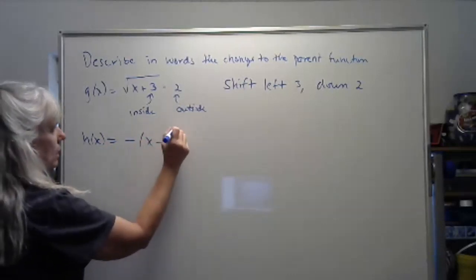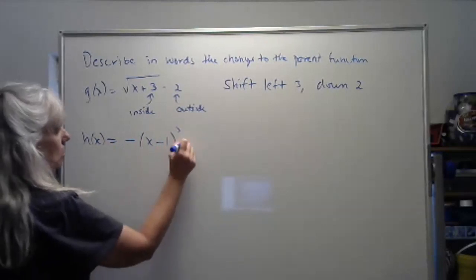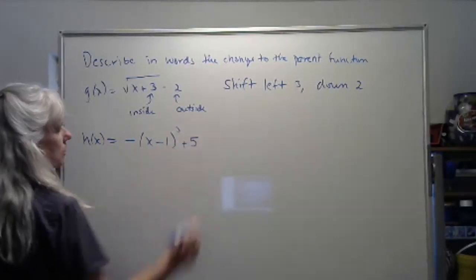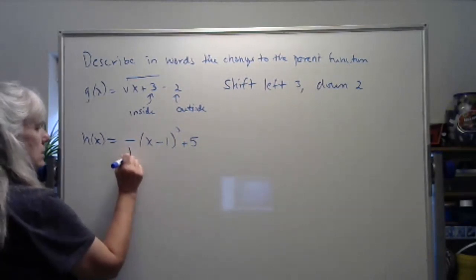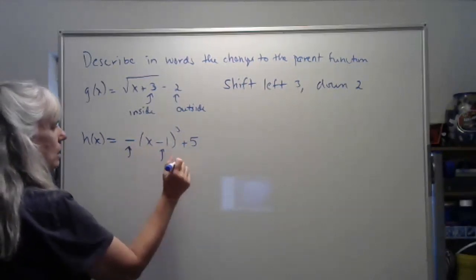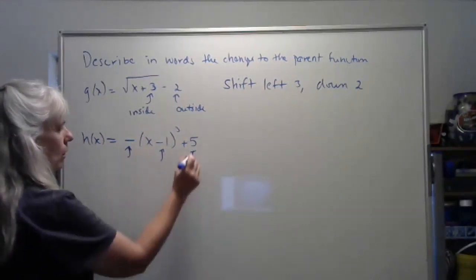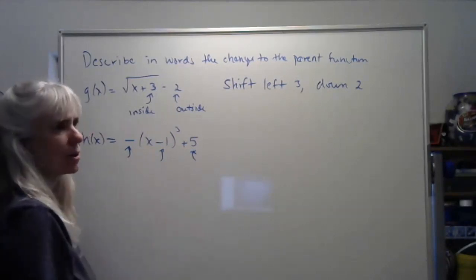How about h of x is equal to a negative of x minus 1, I'm going to pick on a cube this time, plus 5. So a negative of the quantity x minus 1 cubed plus 5. So this would be the cube function, which is that S shape. Okay, we've got 3 things going on. I got a negative that's out in front, I got a minus 1 on the inside, and I've got a plus 5 over here. Okay, so I just want to know whether they're inside or outside.